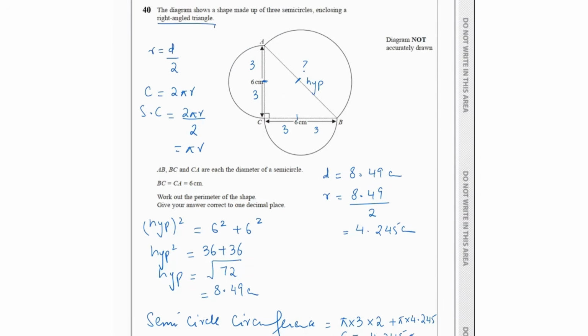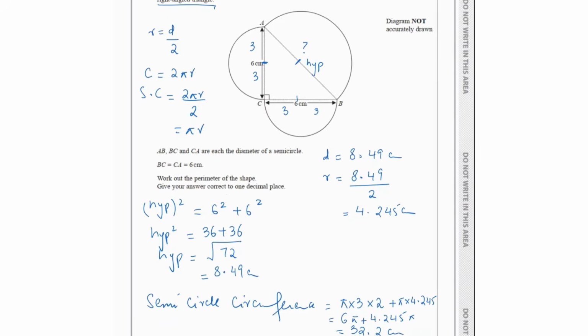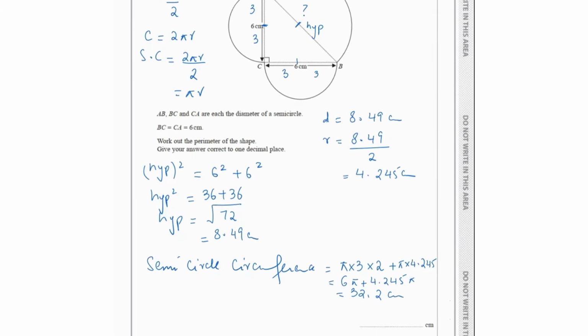So again, for the perimeter, we're talking about the boundary of the shape. The shape has the boundary of 3 semicircles. 2 are equal to each other and the third one is bigger. So for the semicircles that are equal, the perimeter is 2 pi r, which is 2 times pi times 3 because they have the same radius. For the other one, it's pi times 4.245 added up, and that gives you the perimeter. This is perimeter actually, not the circumference, perimeter. So that's your answer.